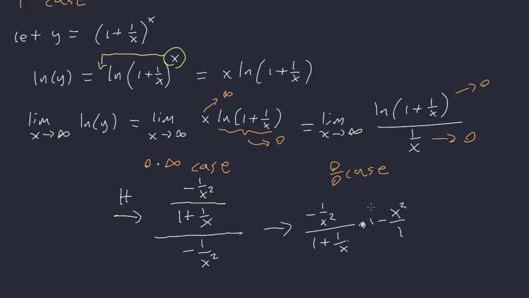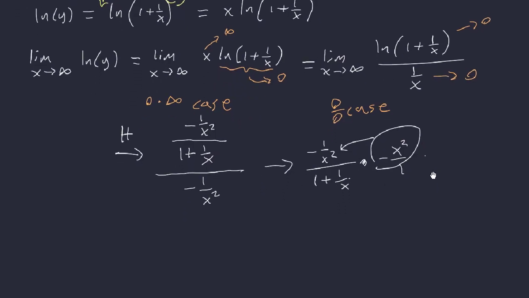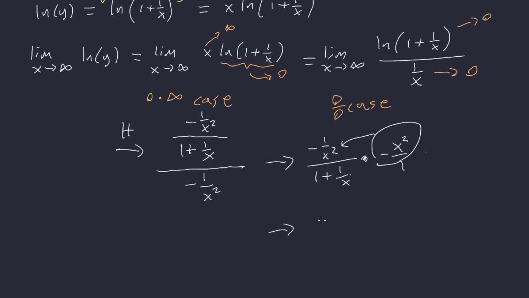Now, when we bring this negative x squared into the numerator, it's going to cancel with this 1 over x squared. So the x squareds are going to come out to be 1. So we will end up with 1 over 1 plus 1 over x. Now, if we remember what we were doing here, we're taking the limit as x goes to infinity. So now this piece is going to 0. So this goes to 1 over 1 plus 0, or 1.